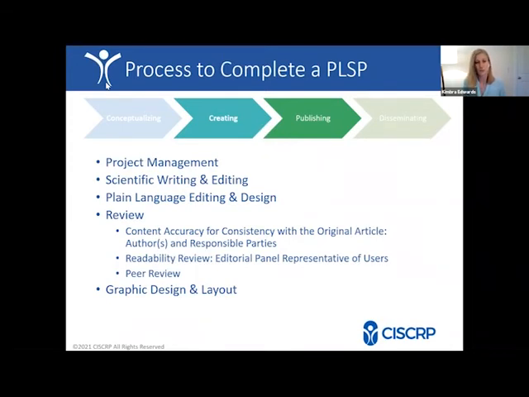And then lastly, of course, peer review once the PLSP is submitted to the target journal and before it can be accepted. And finally, Future Science Group takes care of graphic design and final layout.